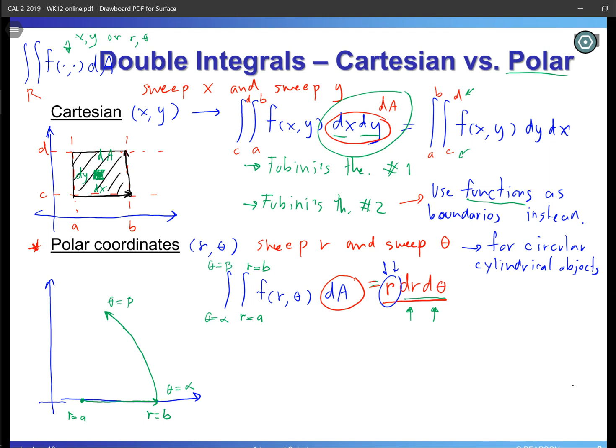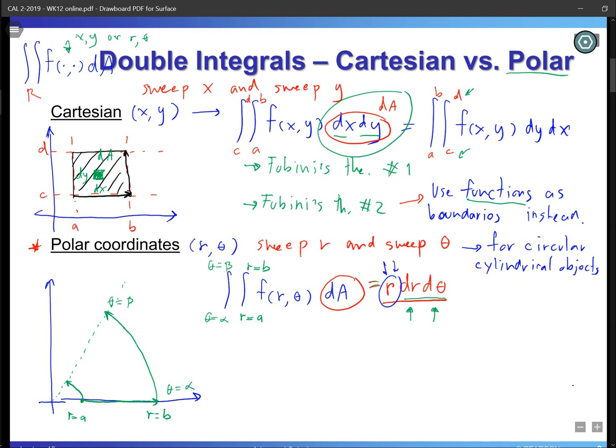So what does this region look like? This sweeping of angle doesn't apply to just r equal to b, it has to apply to r equal to a as well. Sweep like that. So we have this line at theta equal to beta. So we have this shape.